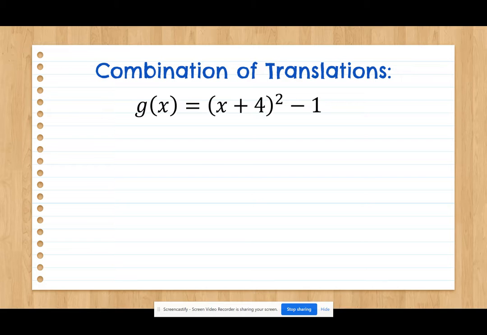All right, you can also have a combination of translations. You can have more than one thing happening at once. So in this case, if we look at this, I see the +4 inside. So it's inside touching the x. I know it's going to move left or right. So it's the opposite of what I think it is. So instead of moving right 4, it's going to move left 4.